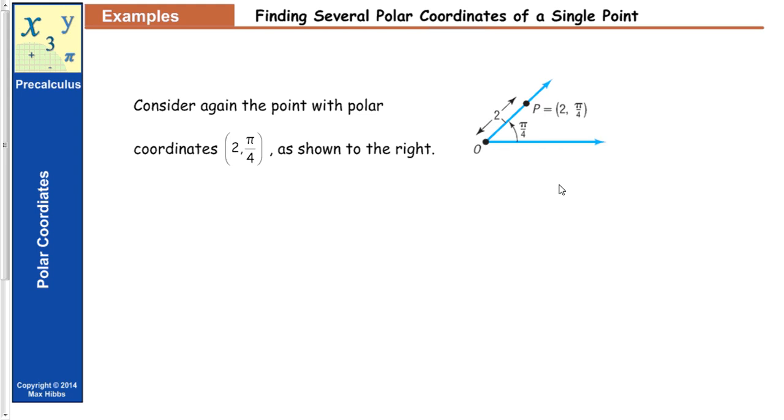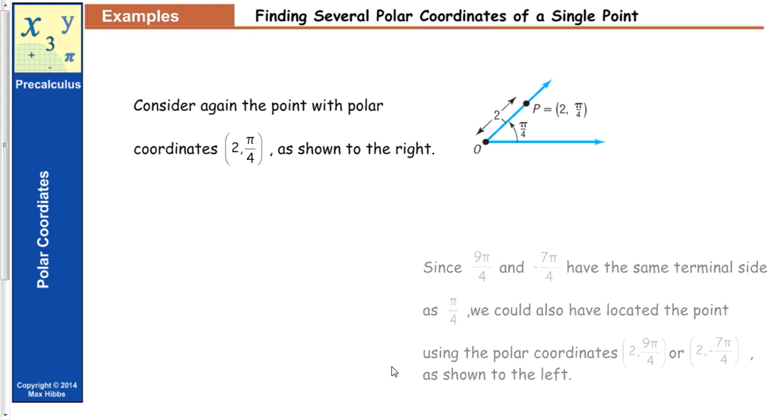I mean, 2 comma 3 means move horizontally 2 units and vertically 3 units. And there's not another way for us to describe that point in rectangular coordinates. But polar coordinates are different because there's more than one angle, if you will, that has the same terminal side as pi over 4.